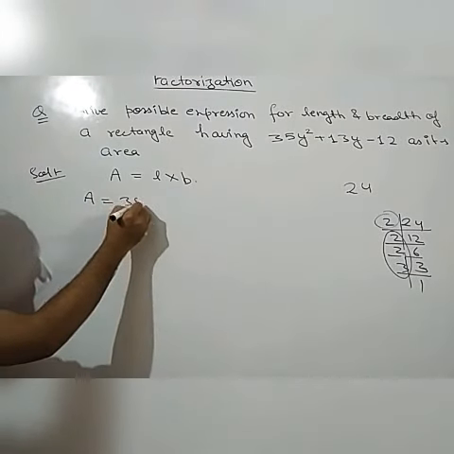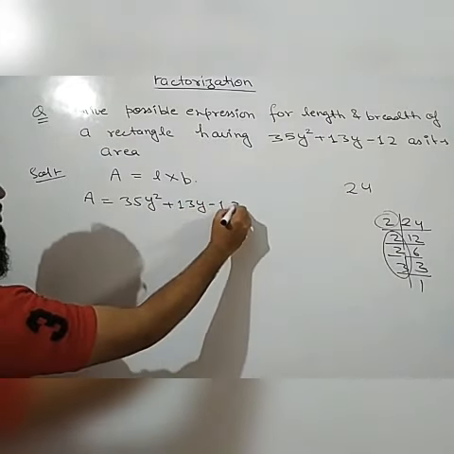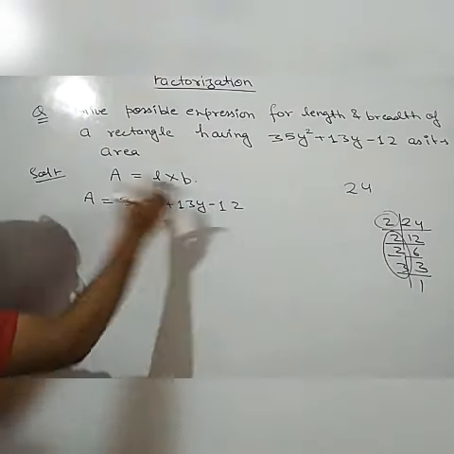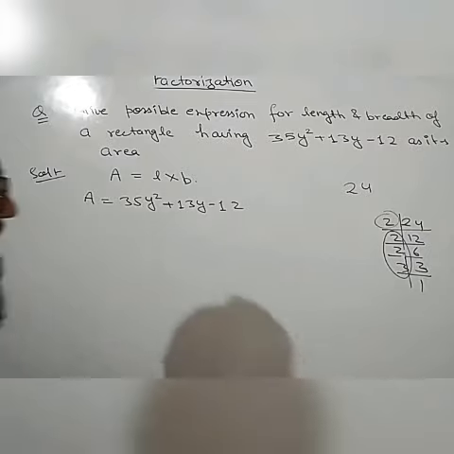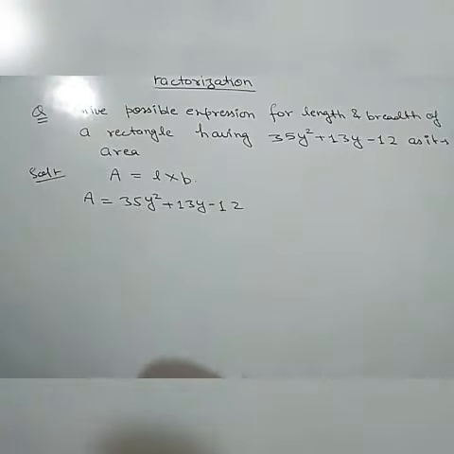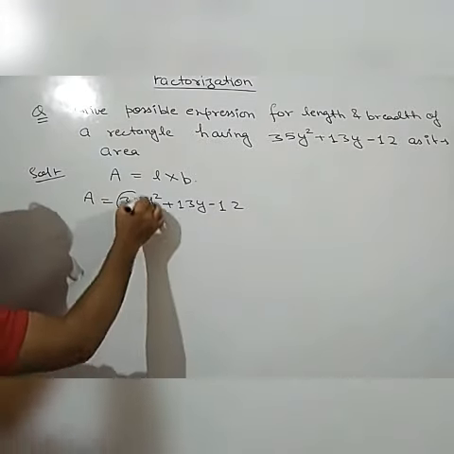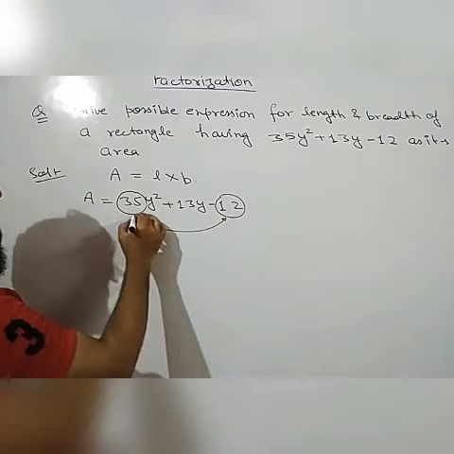Area is equal to 35y square plus 13y minus 12. So first we will factorize this particular area. So how will you factorize this area? The method is simple. We have to split the middle term, but now the numbers are bigger. There is 12 and 35. So first we will multiply these two numbers.